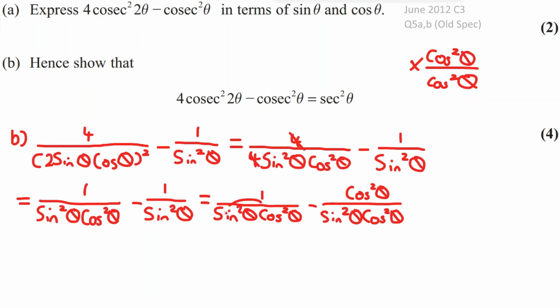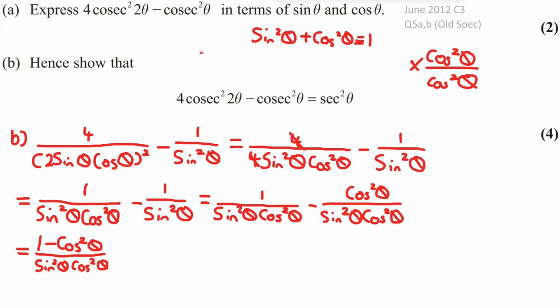And now you can see that the denominators are the same. They're both sin squared theta cos squared theta, so we can combine the numerators. So it becomes 1 minus cos squared theta over sin squared theta cos squared theta. And this 1 minus cos squared theta, remember back to first year that sin squared theta plus cos squared theta is equivalent to 1. So therefore, if you move the cos squared theta onto the other side, sin squared theta is equivalent to 1 minus cos squared theta. This identity comes up a lot, always keep an eye out for it.